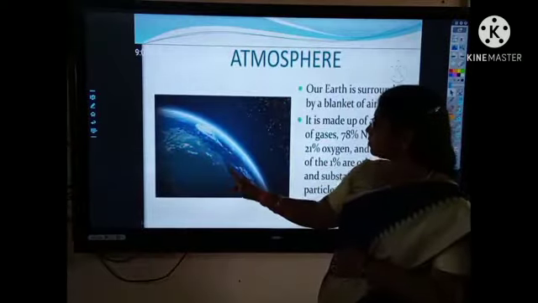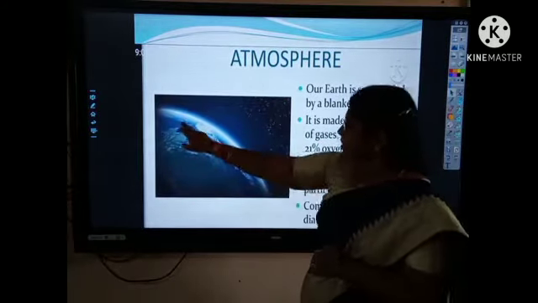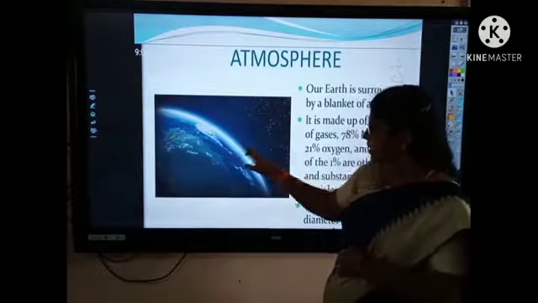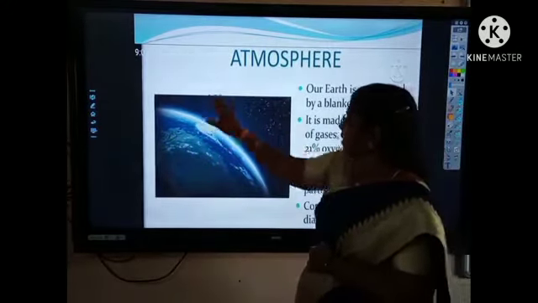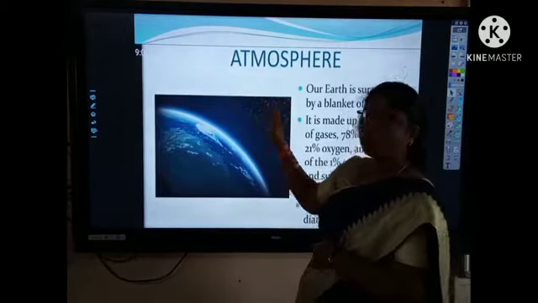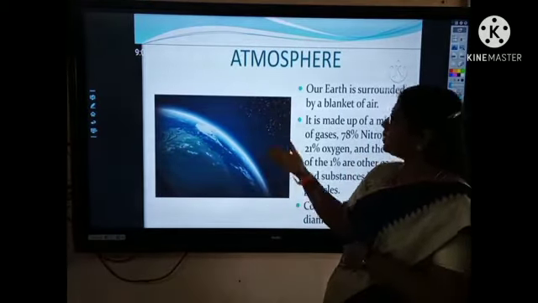Here you can see the picture. Are you clear? This is the surface. The light blue color is the atmosphere. Then the outer region is called space.